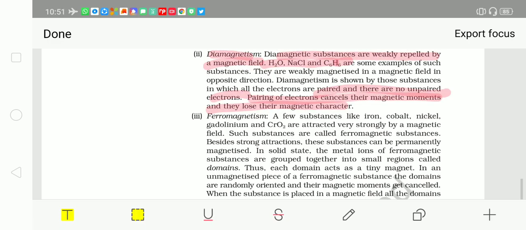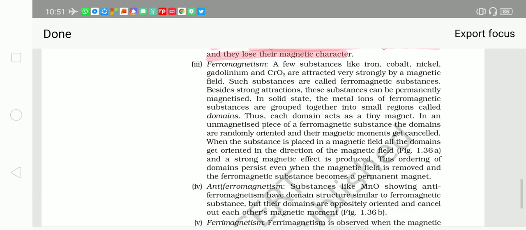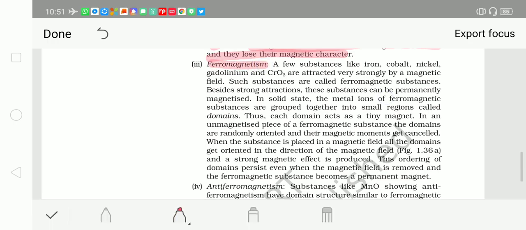The next one is ferromagnetism. This is the case of iron, cobalt, nickel, gadolinium and CrO2. They are strongly attracted towards the external magnetic field. If you apply the external magnetic field and the substance is strongly attracted towards it, then you may consider these substances as ferromagnetic substances. Along with this, it is also a kind of permanent magnet. They form permanent magnets. Why do they form permanent magnets?